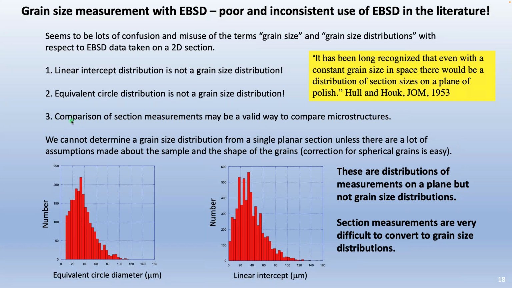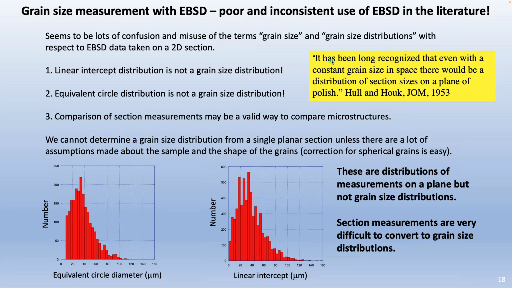Comparison of section measurements may be a valid way to compare microstructures, but we cannot determine a grain size distribution from a single planar section unless we make a lot of assumptions about the sample and the shape of the grains. There is a correction for spherical grains, but of course we know that spherical grains won't fill space, and that again is probably introducing additional uncertainties into our measurements.